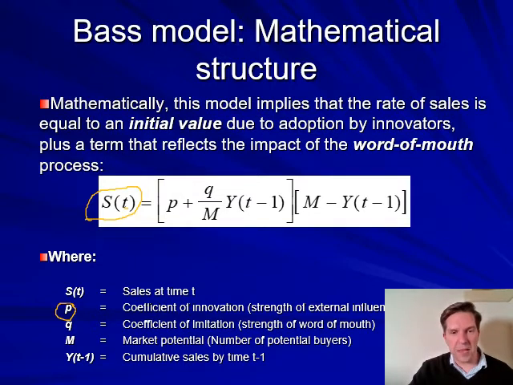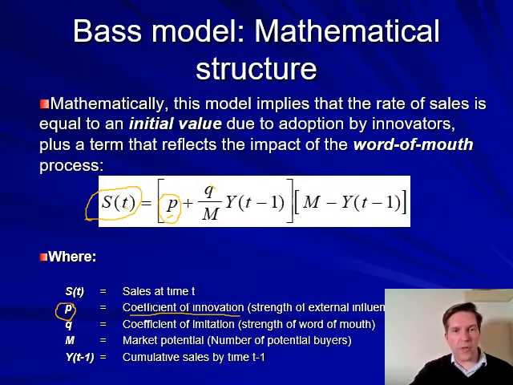First parameter is P, which you can see here, right? P is the coefficient of innovation. This is the degree to which people are going to jump in the market right away because the product maybe is attractive and they've seen it in a commercial or some sort of external influence, right? So this is the coefficient of innovation. The larger P is, the more important the effect of this group of innovators is.